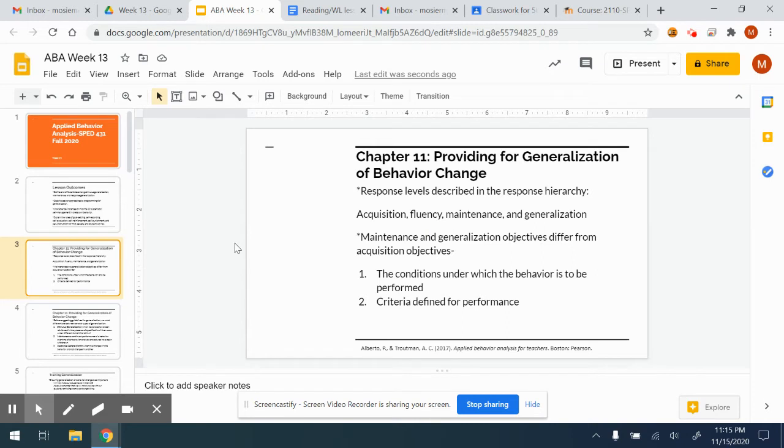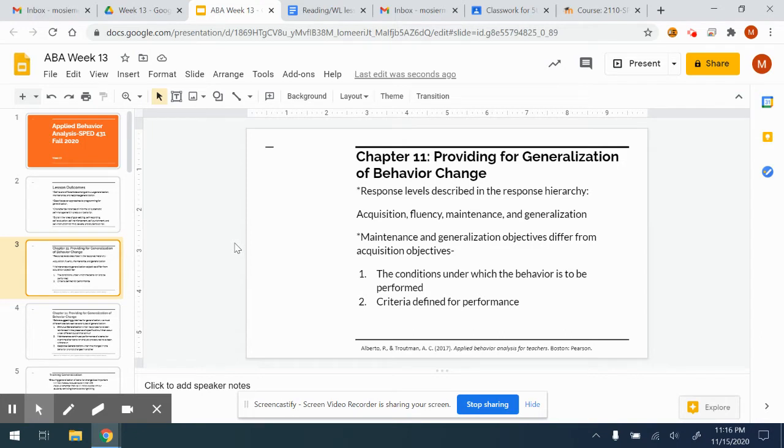So chapter 11 is all about providing for generalization of behavior change. Back in chapter 3, they talk about the response hierarchy and the response levels defined there, just to go back and refresh. We always start out with acquisition of a new skill. We move a student to fluency, eventually move them to maintenance, seeing that they can maintain the skills that they've learned. And then we move to the generalization piece, seeing that they can take that same skill, apply it over different settings, apply it with and without reinforcement, and apply it basically anywhere they go.